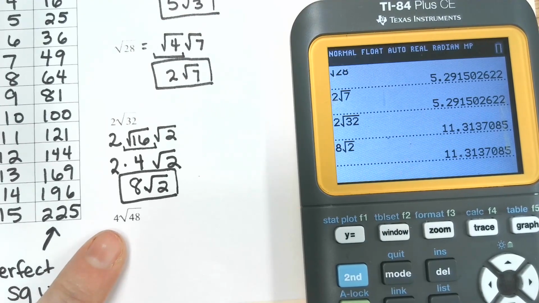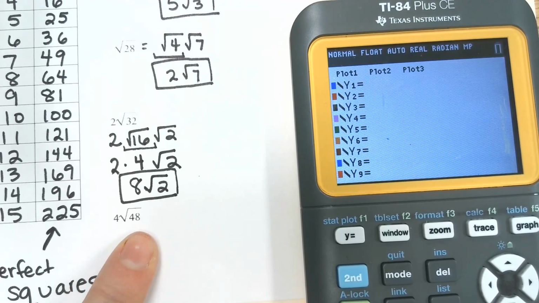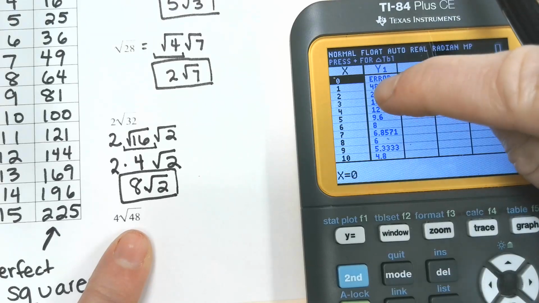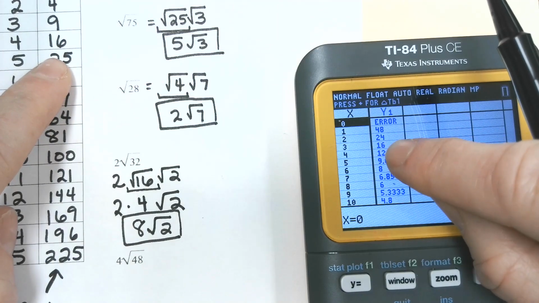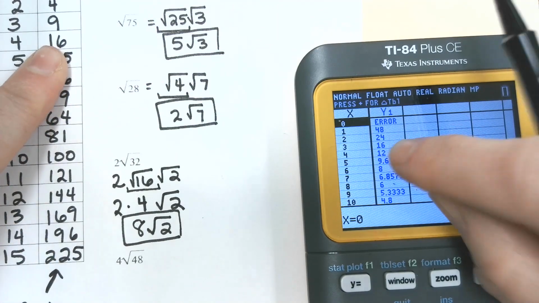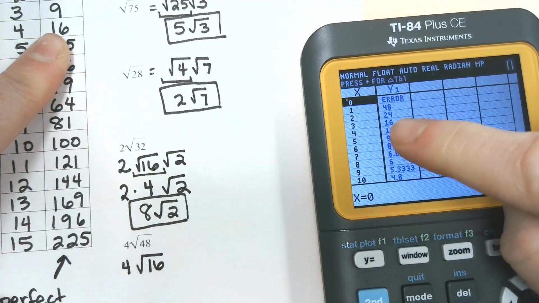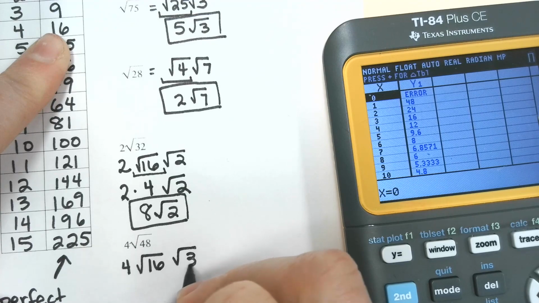Okay, next one, 4 square root 48. Okay, it looks like that. So we know it's not a perfect square, so we're going to go to y equals. Only put in the 48 divided by x to find our factors. I'm looking for a factor of 48 that's on the perfect square list. So 48 is not on the perfect square list. 24, I'm going to move up. Nope. 16 is. So I'm going to carry down the 4 and then square root of 16. And it is times 3. 16 times 3 is 48. So that's why I write times square root of 3.